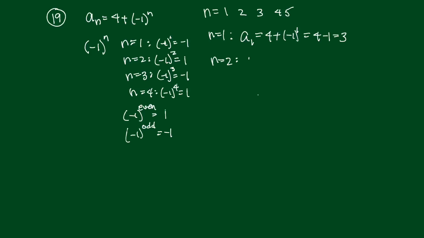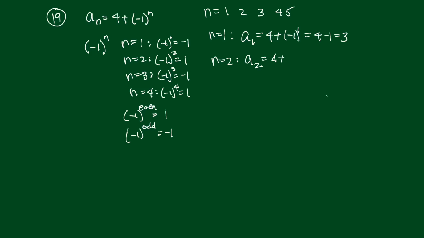Now when n is 2, we'll get a sub 2, replacing that very first n up here on the left with a 2. And that will give us 4 plus negative 1 squared. But now I've got an even power on that negative, so that makes it positive. So this is going to be 4 plus 1, so I get a 5. All right, so I know the pattern for these things now. Here's the pattern. Even exponent in my formula up here is a positive 1. Odd exponent is a negative 1.